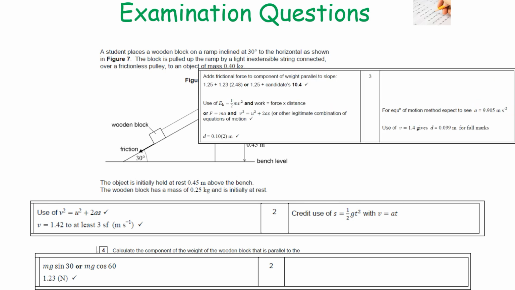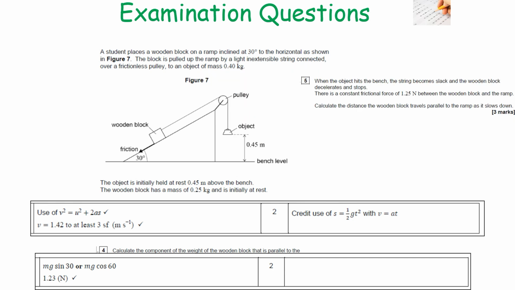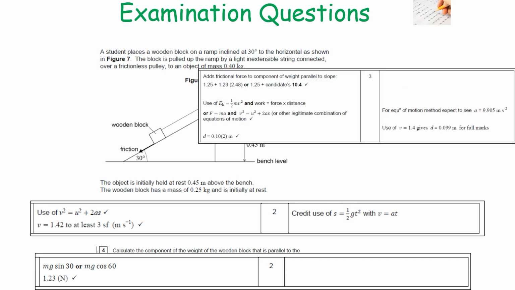Then finally, calculate the distance the wooden block travels parallel to the ramp as it slows down. It's important to note that we're going to add our frictional force to the component of the weight parallel to the slope, because they're both acting to slow it down. So therefore we do 1.25 newtons plus 1.23 newtons. That 1.25 newtons is the frictional force which we're told in the question before, and it's added onto the parallel component of the weight because they're both acting to slow it down.